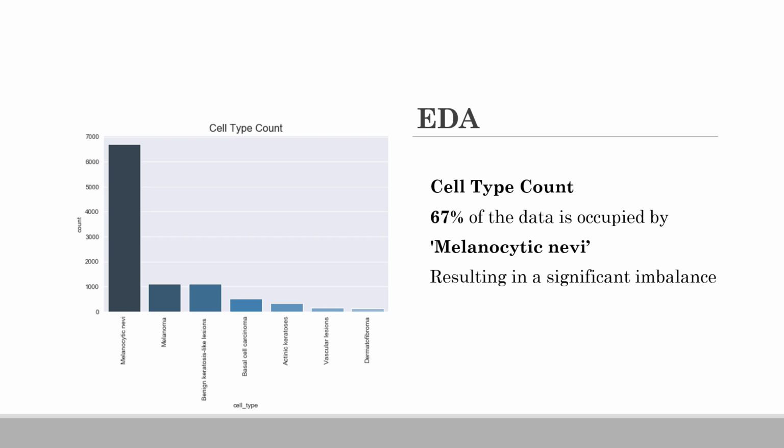Although exploratory data analysis was wide-ranging, the primary consideration was for the relative differences between cell type counts. The cell type count graph shown revealed that the data was highly imbalanced, with one class of 7, melanocytic nevi, filling 67% of the space. This imbalance was a major complication.